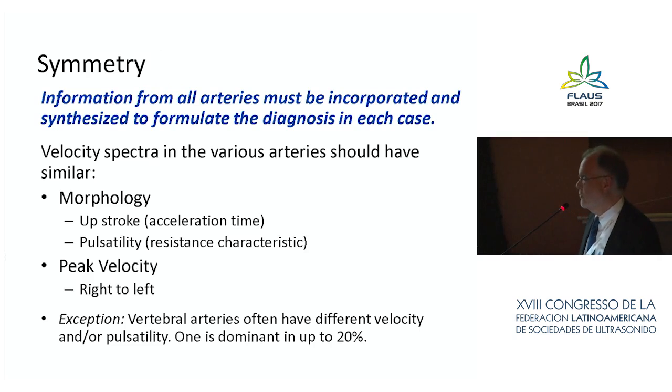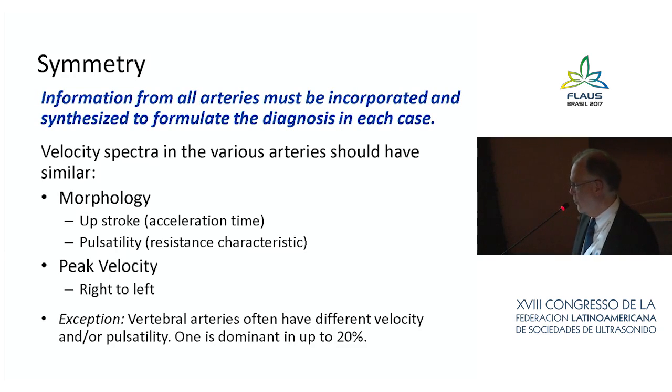I mentioned before the importance of symmetry, and it is important to put what you see in both carotid systems, both vertebral systems together as a way to synthesize what you're seeing beyond the area of a carotid that can be examined directly. In general, velocity spectra in the various arteries should have similar morphology. In other words, a similar rapid upstroke, similar resistance characteristics. And again, this varies from the internal and external carotid, but the carotid, internal carotid and vertebral should have similar characteristics. And the peak velocities are generally within the same ballpark side to side.